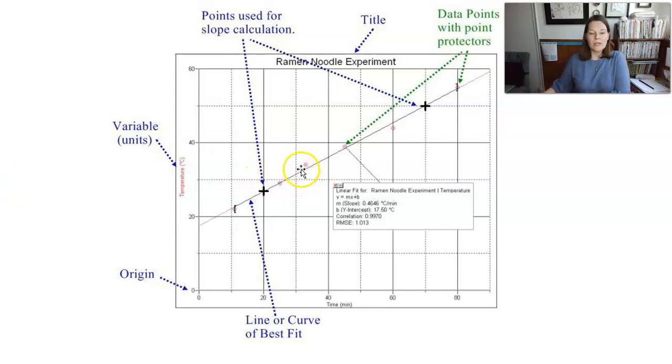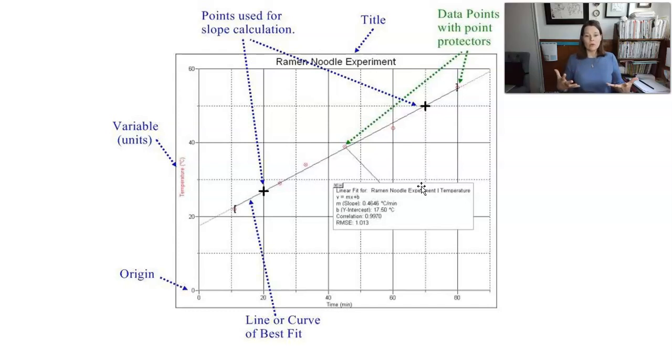Then you plot your points, right? And they are showing some trend. You find the line of best fit. You will pick points that are on that line in order to calculate slope. All graphs have titles. That's a really important thing. All graphs have titles, okay?